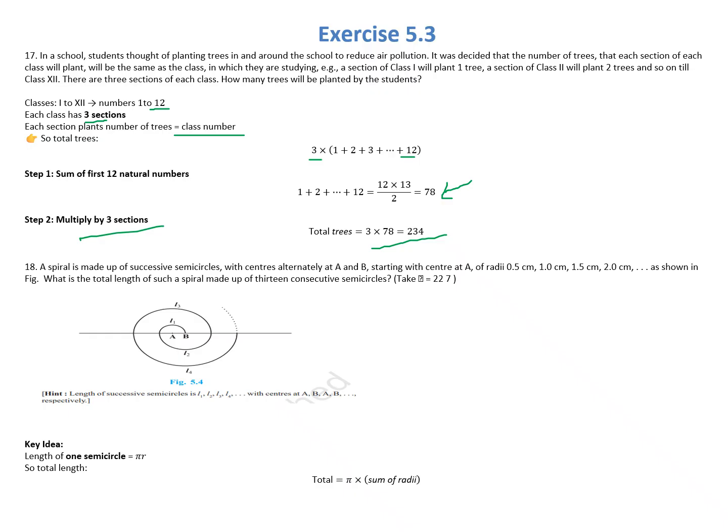Next question: a spiral is made up of successive semicircles with centers alternately A and B, starting with center A. The radii are given in the figure. We have to find the total length of the spiral made of 13 consecutive semicircles. The length of one semicircle is equal to pi r, which is the circumference of a semicircle. So the total length is equal to pi multiplied by the sum of the radii. We'll move to the next slide to look at the solution.